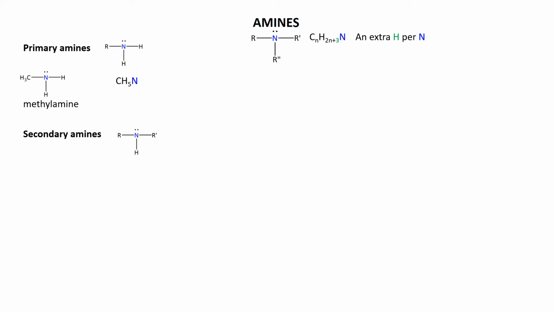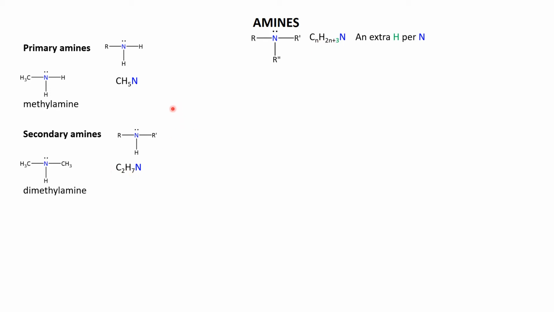Secondary amines, of course, are ones in which there are 2 R groups and 1 hydrogen on the nitrogen. So the simplest secondary amine is one in which there's not 1 but 2 methyl groups on the nitrogen. So dimethylamine, formula C2H7N, because of course with C2 you multiply 2 by 2 to get 4, plus 3 is 7.